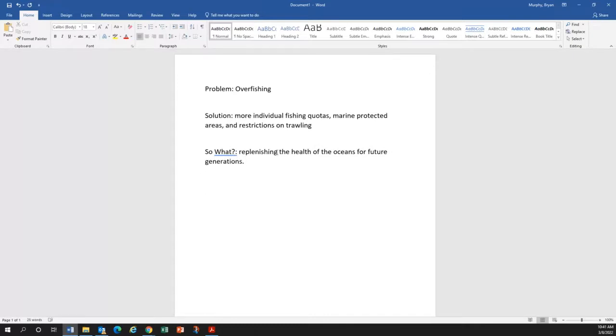Okay, so now we're going to take those 3 and condense them into a sentence that's going to serve as our thesis statement. Due to the extreme problem of overfishing threatening ocean health, the international community should impose more individual fishing quotas, create more marine protected areas.